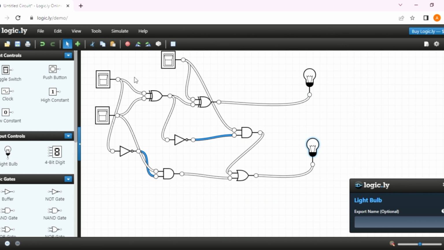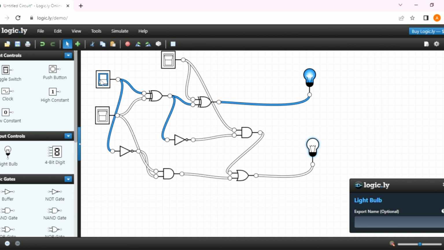So when A is 0, B is 0 and C is 0, both the difference and borrow are 0. When A is 0, B is 0, C is 1, both difference and borrow are 1. When A is 0, B is 1, C is 0, both difference and borrow are 1. When A is 0, B is 1, C is 1, the difference is 0 and borrow is 1. When A is 1, B is 0, C is 0, difference is 1, borrow is 0.